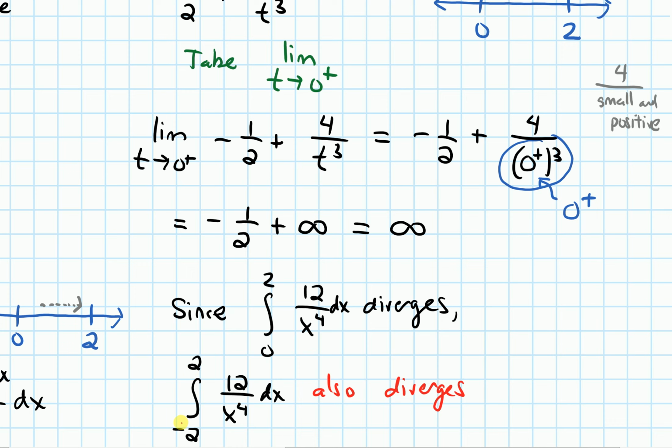When we split up an integral into two pieces, for that original integral to converge, each of the pieces needs to converge. Here, because we saw that one of our pieces does not converge, it diverges, that automatically means the original one also diverges. So that's kind of nice. It saves us some work. And that is our answer.